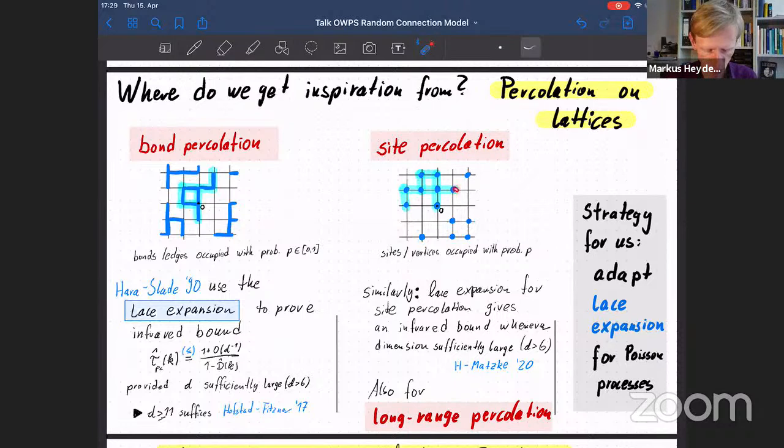On site percolation, somehow the randomness is on the sites. So you put on sites, sites are occupied or vacant, and then you call things connected if somehow you go from here to here. This blue stuff would be a cluster or a connected component. But somehow there's no connection from here to here, and then you can also prove such an infrared bound, but there are a number of technical problems, so that is much more recent, and it has also been done for long range percolation.